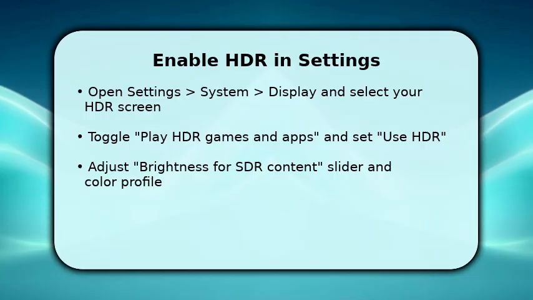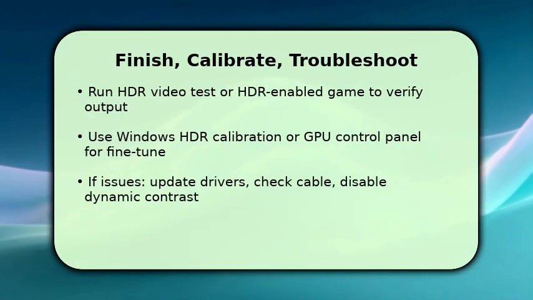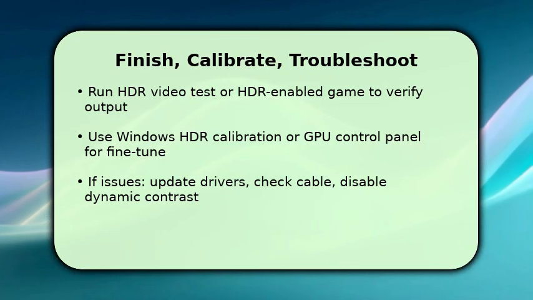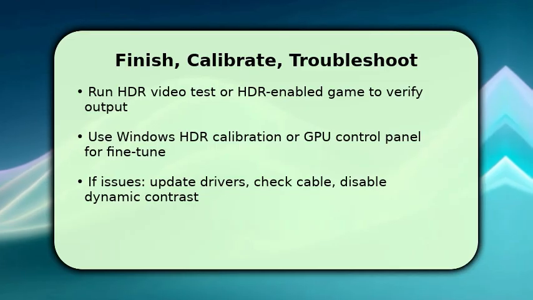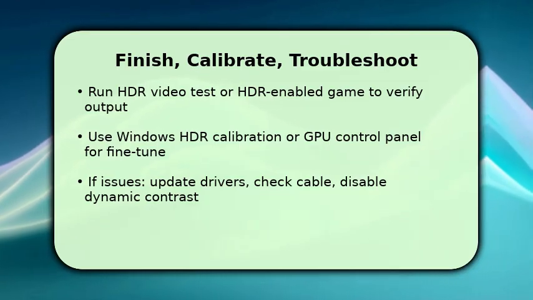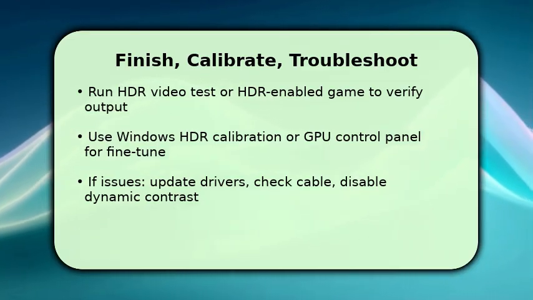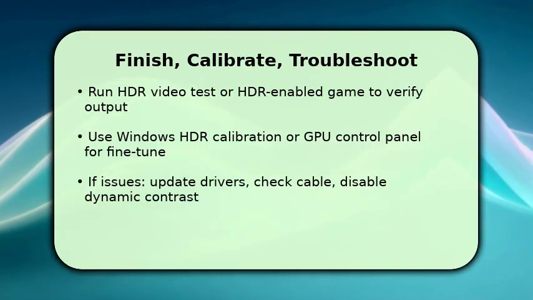To finish, run an HDR video or an HDR-enabled game so you can verify brightness, highlights, and color reproduction. If colors look off, use Windows HDR video calibration or your GPU control panel to fine-tune color gamut and tone mapping. This improves detail in bright and dark areas.